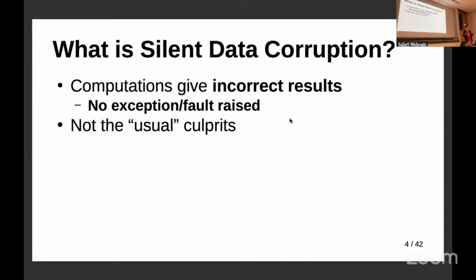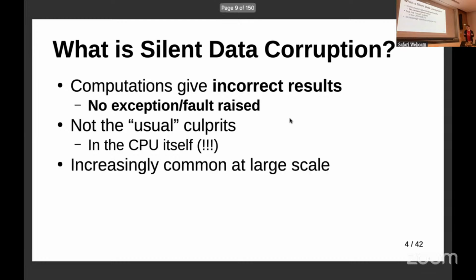It's important to distinguish that these are not caused by any of the quote unquote usual things that we're used to having as sources of corruption. It's not happening in memory or on the network and disk. It's caused in the CPU itself by manufacturing defects. And these are becoming increasingly common and problematic when operating at large scales with large numbers of CPUs.